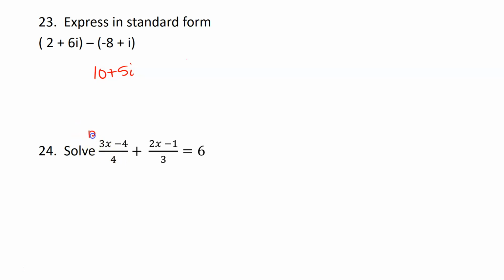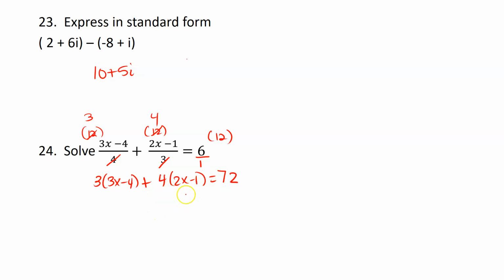Common denominator is 12, so I'm going to multiply by 12. Divide out the denominators, multiply the factors that are left. Since 6 is not a denominator, that's really 6 over 1, I just multiply 6 times 12. Now distribute, combine like terms, solve for x. And this is worked out on the PowerPoint that I posted. The answer ends up being x is 88 over 17.